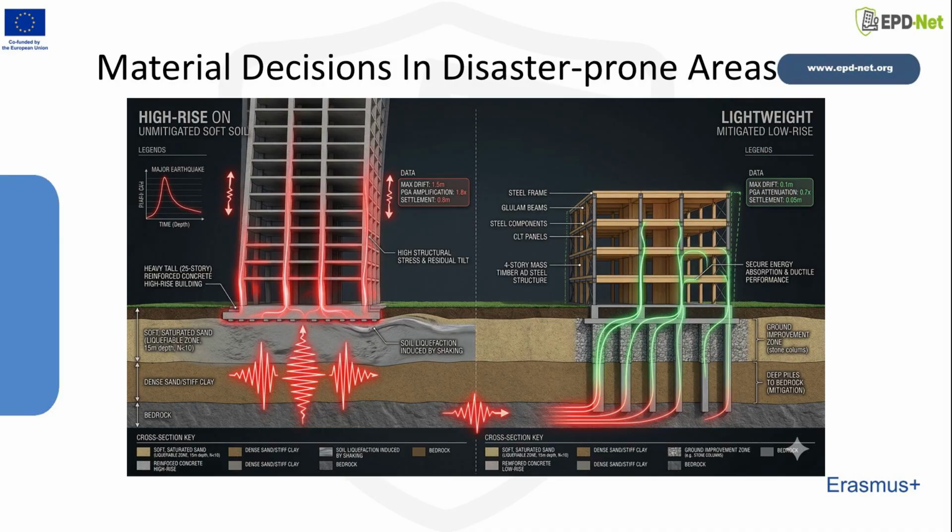Flood-prone areas require different material strategies. Materials must resist moisture, corrosion, and biological degradation. Elevated construction systems may be necessary. Therefore, disaster-responsive material decisions must integrate hazard type, soil conditions, building scale, maintenance capacity. Resilience is context-specific and cannot rely on universal material solutions.